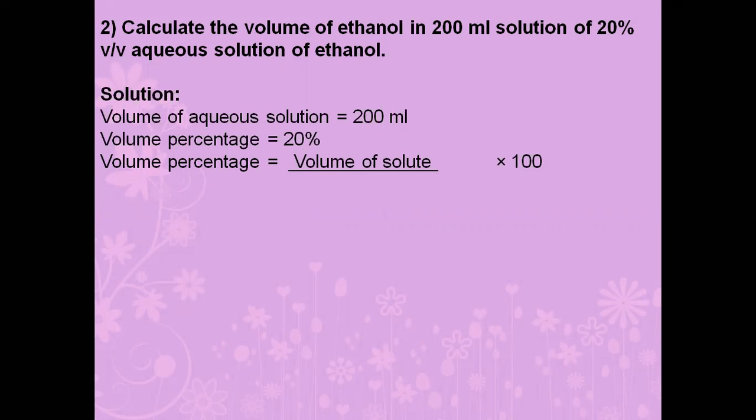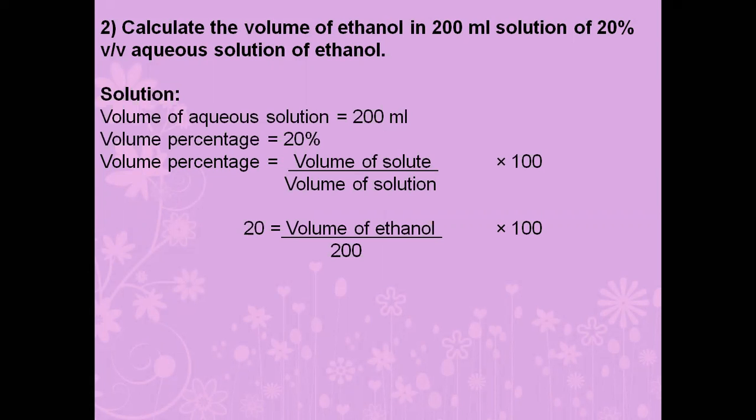The formula is volume percentage equals volume of solute divided by volume of solution into 100. Volume percentage equals 20. We don't know the volume of solute, that is volume of ethanol. Volume of solution is 200. So 200 divided by 100 is 2, and the 2 goes to the left side. 2 into 20 is 40 ml.